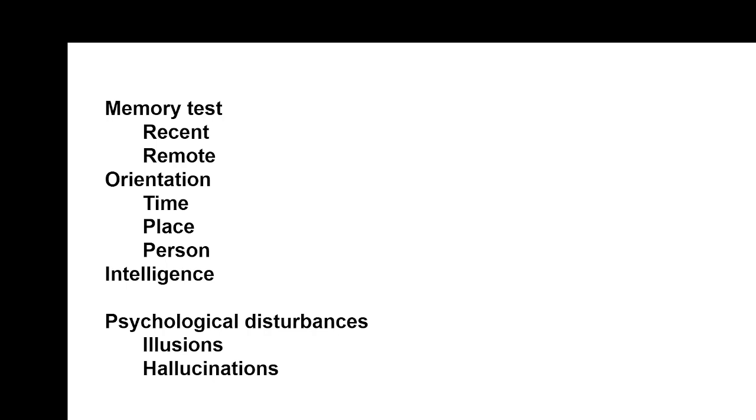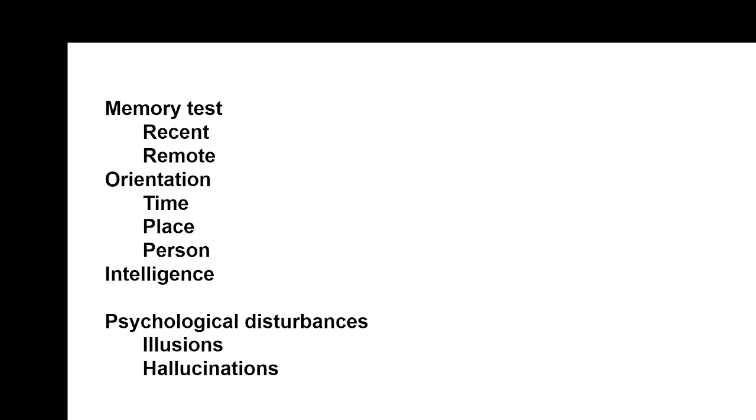Then orientation of time, place and person is the next part which has to be examined, and this can be done by simple questions like the time of the day and the location where the person is, or whether he can identify a person or not.